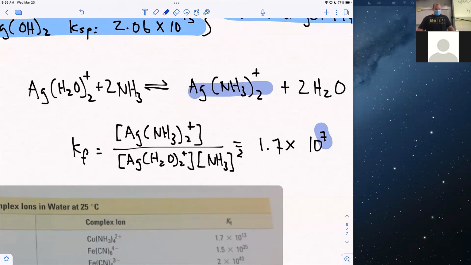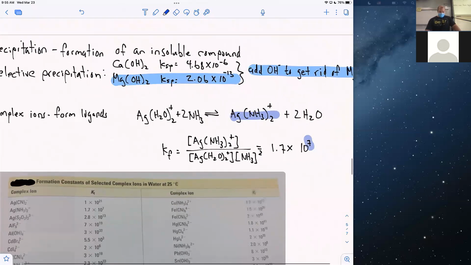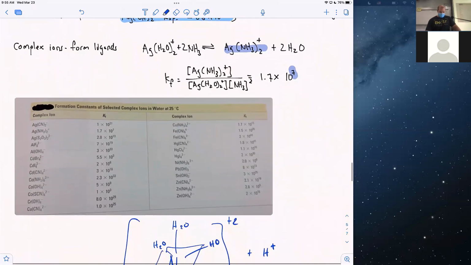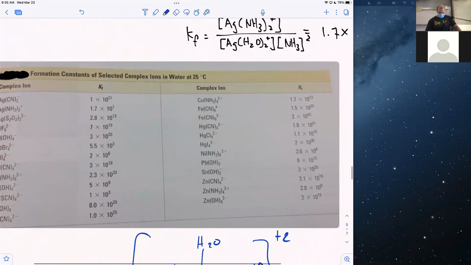So this is a different type of thinking when you do these KFs, these complex ligands, when they form, because they're going to form. When you're dealing with weak acids and sparingly soluble salts, it almost never happens. So instead of a very small number with a very big number, this goes to the right by a factor of 1.7 times 10 to the 7. So 17 million is a big number. And if you look at some of these numbers.